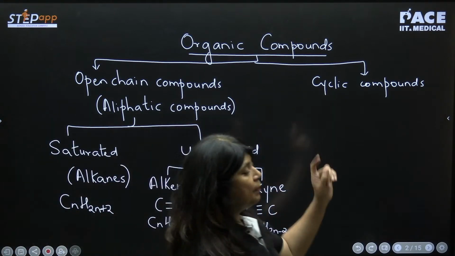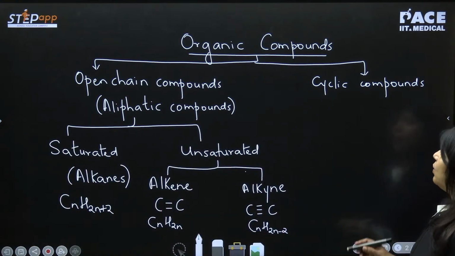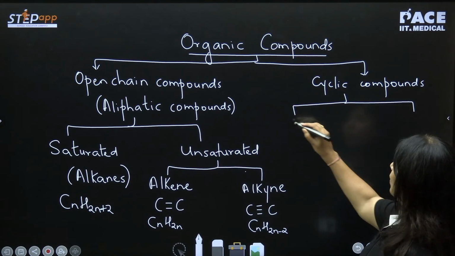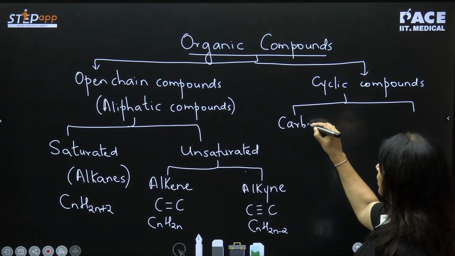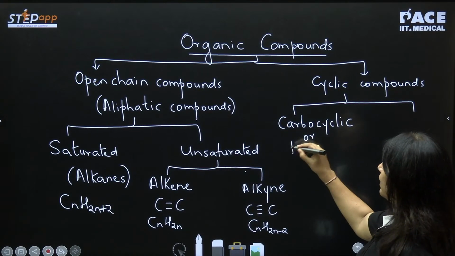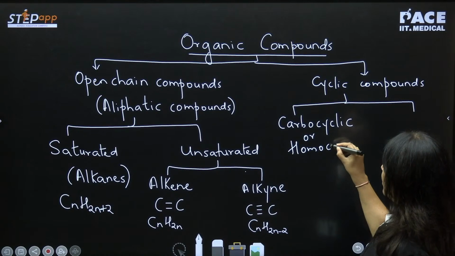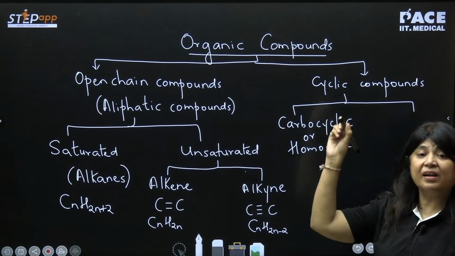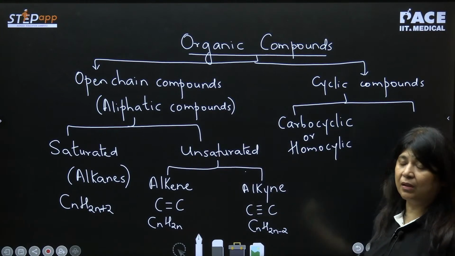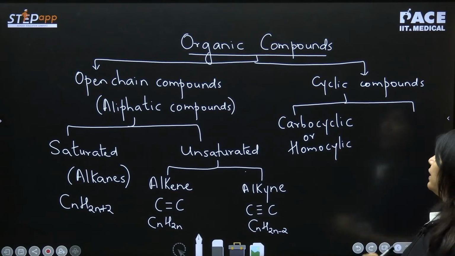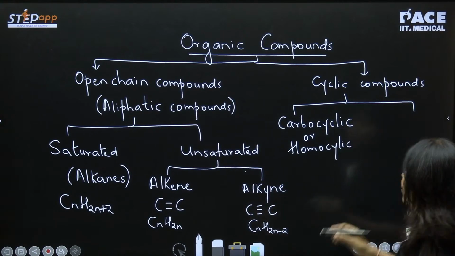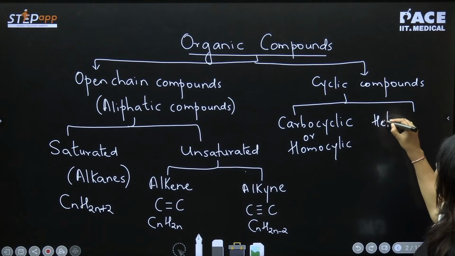Now coming to the cyclic compounds. Cyclic compounds are classified into carbocyclic, which are also called homocyclic. So in these compounds you will have only a ring of carbon atoms. No other atoms are going to be there inside the ring except carbon. So you have carbocyclic or homocyclic. Then if you have an atom other than carbon inside the ring, those compounds are classified as heterocyclic.